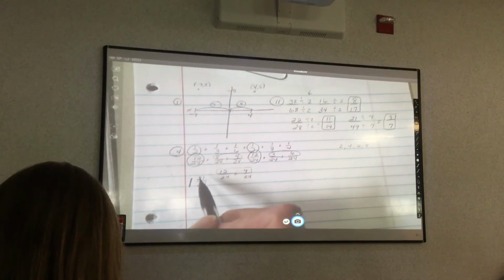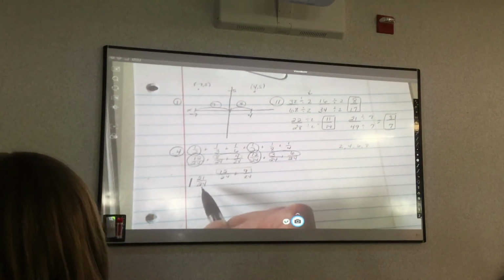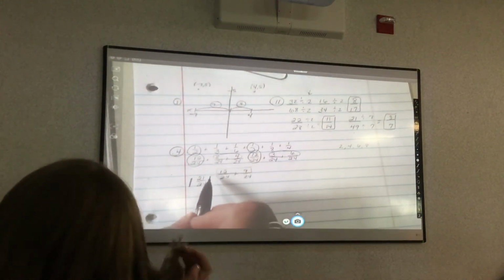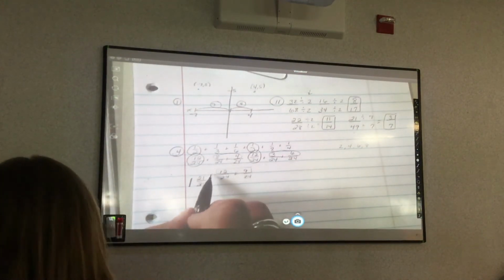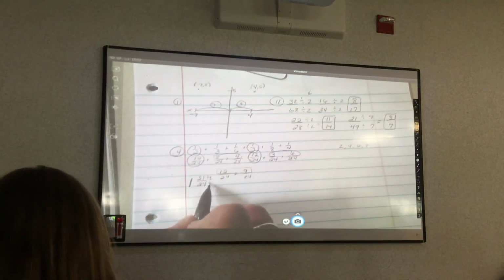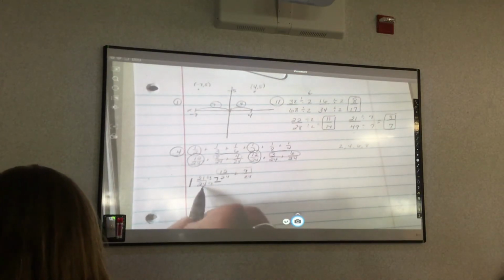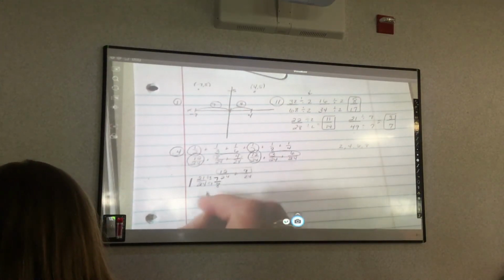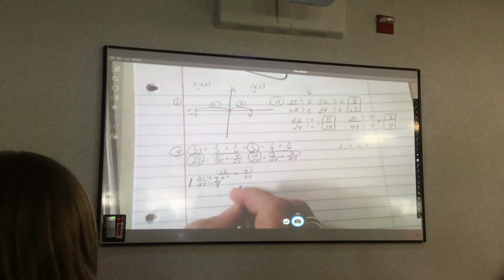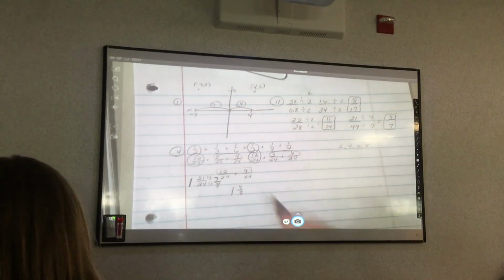However, 21 24ths can be reduced by 3. 21 divided by 3 is 7, and 24 divided by 3 is 8. So my final answer, you better rewrite as 1 and 7/8.